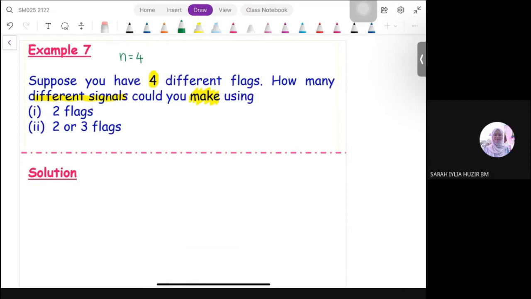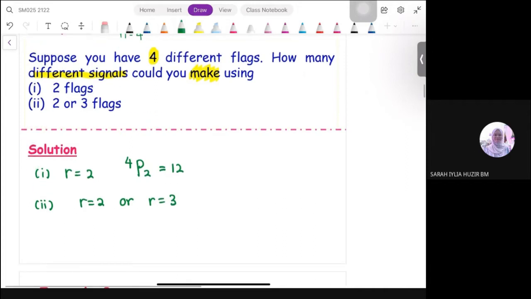Okay, let's go through the first example, first situation. Our r here is 2. We only want to make a signal by using 2 flags. So, altogether we have 4 options. So, 4P2. Out of 4 options, we only want to arrange 2 options of the flag. So, 4P2. In this case, our answer is 12. Okay, how about the second situation? We have 2 different cases. We have r equal to 2 using 2 flags or r equal to 3. Now, we have 2 separate situations.